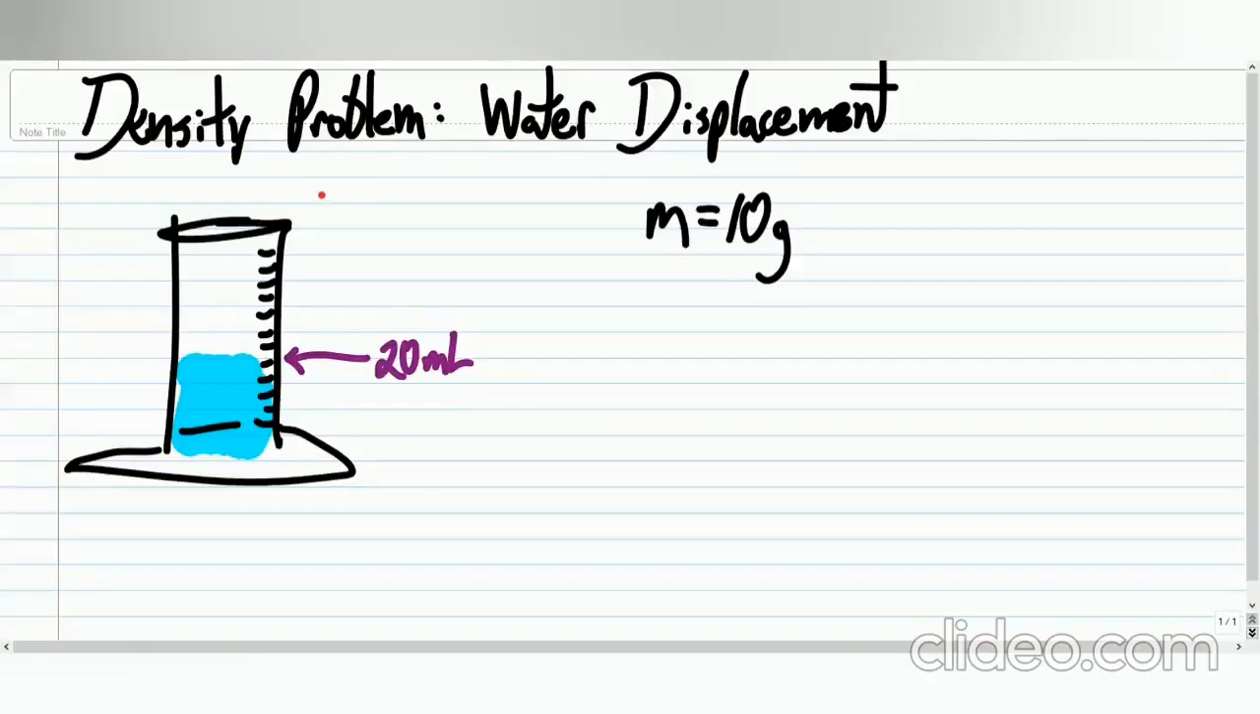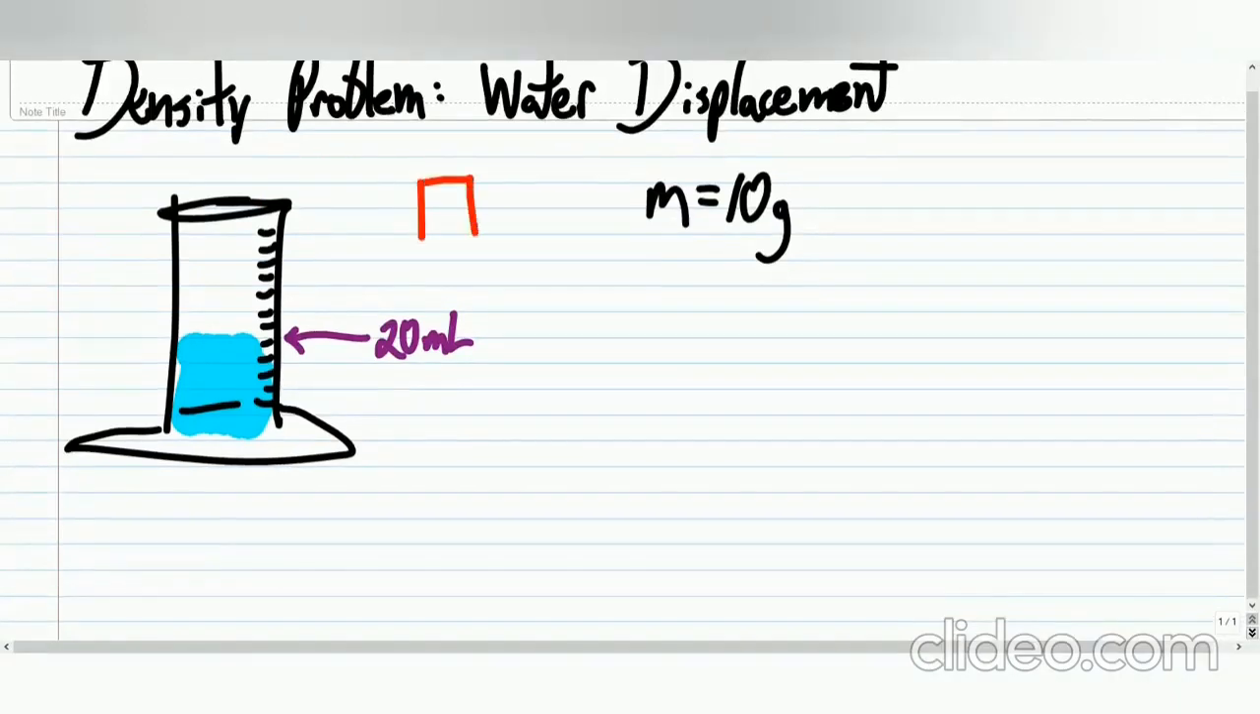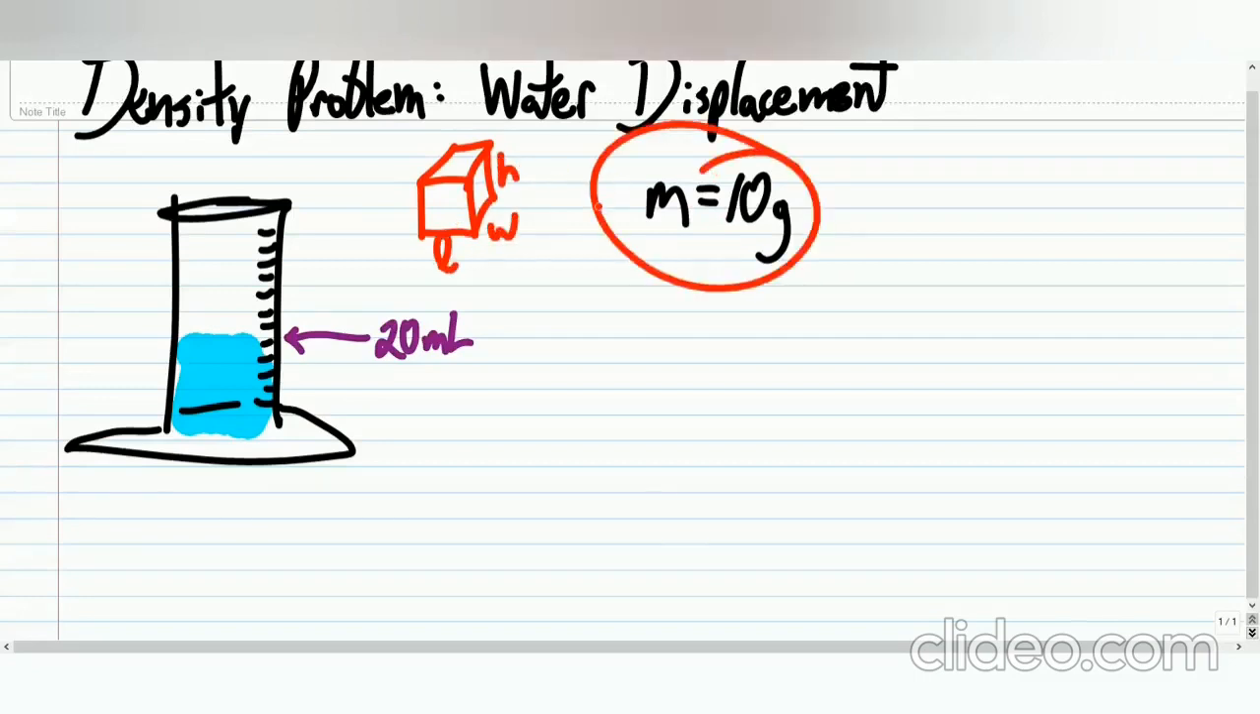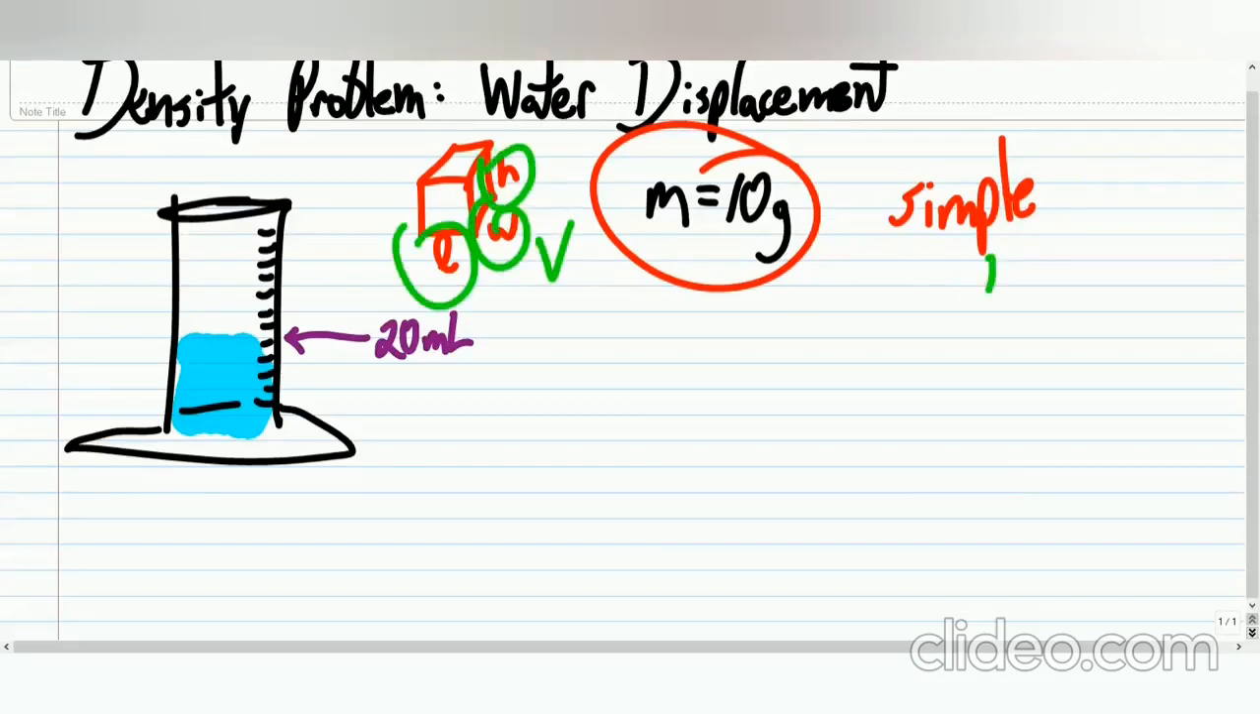So let's say you have a rectangular object and you want to find the density of it. If I give you the length, the width, the height, and the mass, this problem is pretty easy, right? Because you just multiply length, width, and height. That gives you your volume. And then density is the mass divided by the volume, and you're done. So that's not what this video is about.